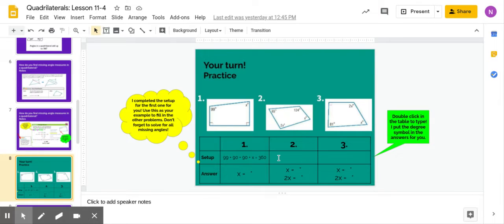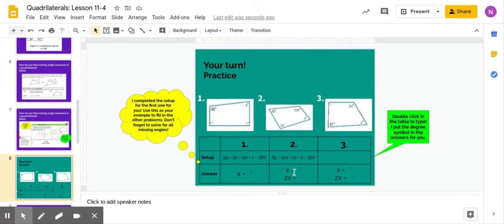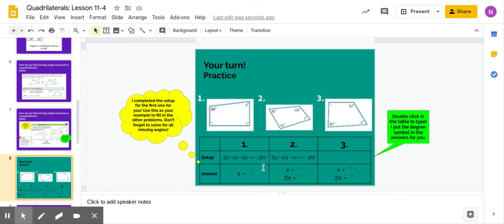I'm going to go ahead and type it in. We got 65 plus 124 plus, now I see here, 2x plus, and here I see it's x. And we know that all four of those angles altogether is going to equal 360 degrees. Well, now I have this written down on my paper, and I'm going to combine my like terms, just like they did on here. First step, combine the like terms. So we combine the x's here and the whole numbers here, the constants.